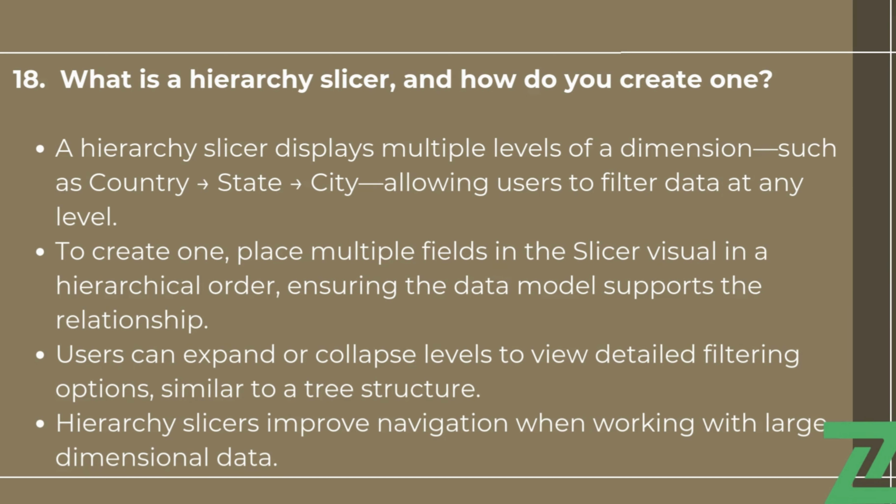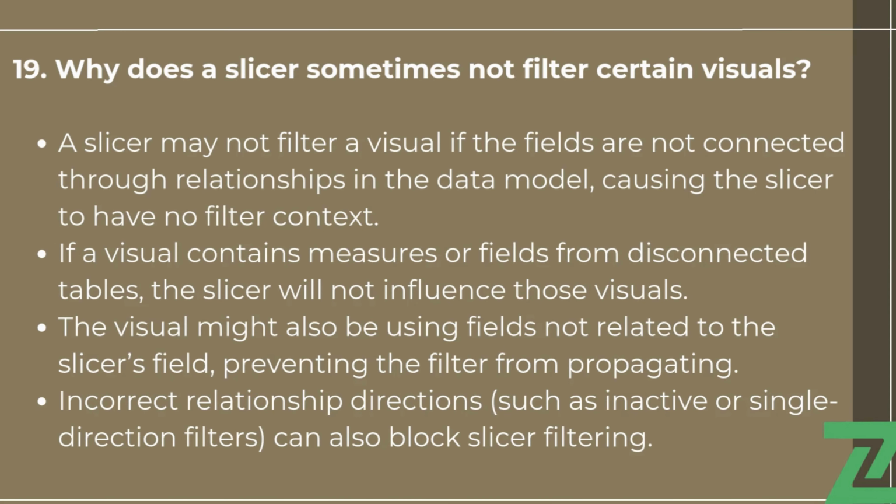To create one, place multiple fields in the slicer visual in a hierarchical order, ensuring the data model supports the relationship. Users can expand or collapse levels to view detailed filtering options, similar to a tree structure. Hierarchy slicers improve navigation when working with large dimensional data. 19th question. Why does a slicer sometimes not filter certain visuals?